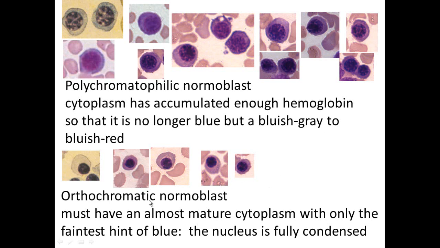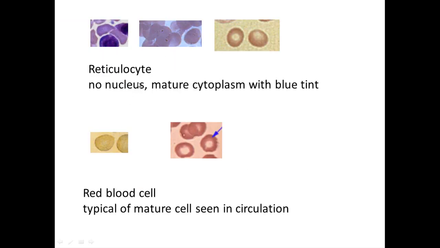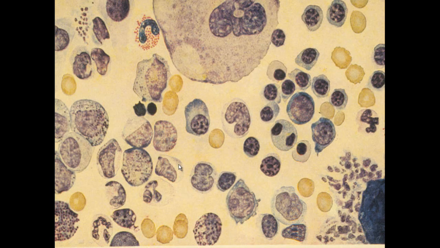The next phase is orthochromatic. In orthochromatic, the nucleus is condensed even further. In fact, it's in this stage that the nucleus is removed. The cytoplasm is gray, mature, because it has very few ribosomes in it. The reticulocyte is the cell that will be released, and it has a little bit of ribosomes in it, kind of a bluish tint to it. Whenever it goes to the spleen a couple of times, it becomes a full red blood cell with few ribosomes inside.